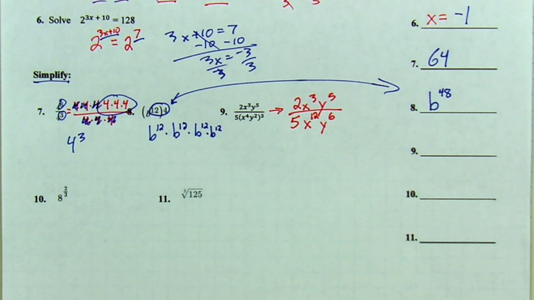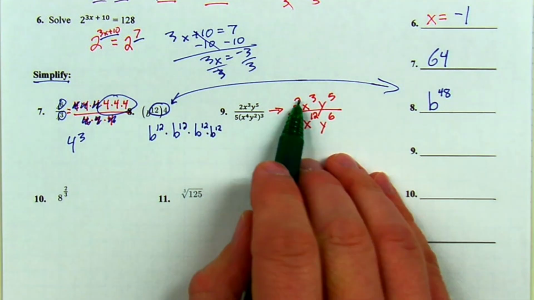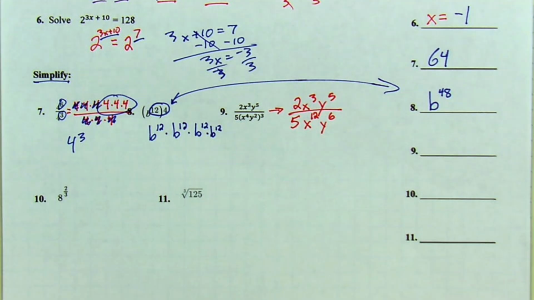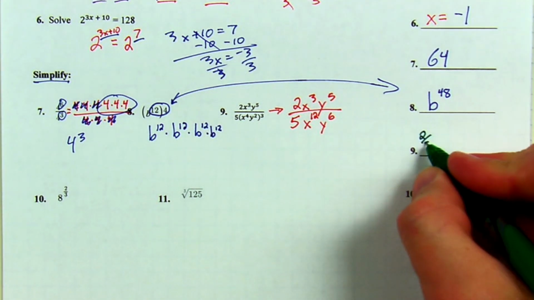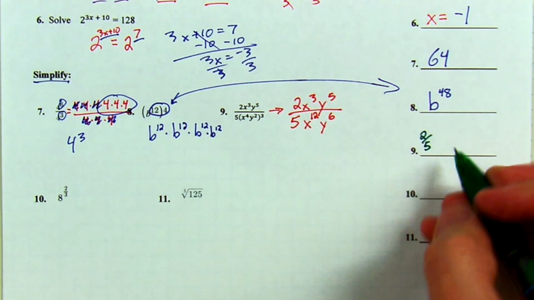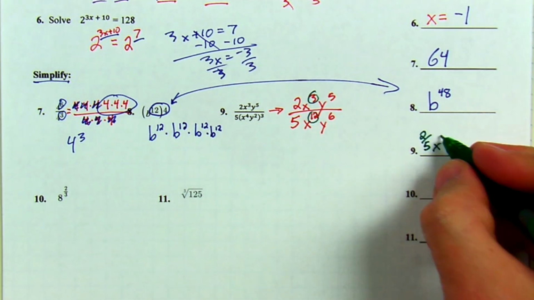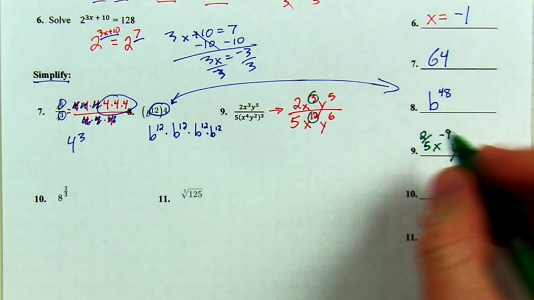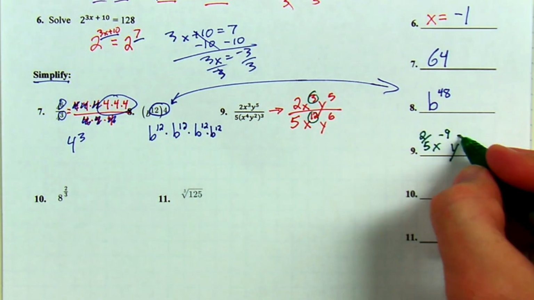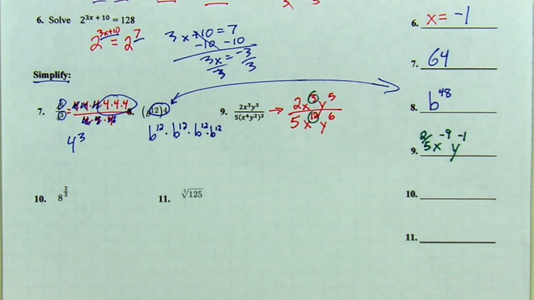In this case, the 2 and the 5 aren't going to really do anything. They kind of have to stay a 2 and a 5, right? So my answer is going to be 2/5 something. X to the what? 3 minus 12 is -9. Y to the what? 5 minus 6 is -1. Yeah? So you can write it that way.